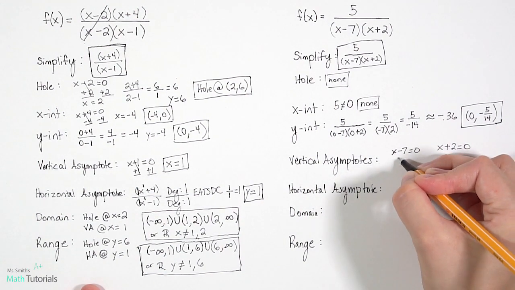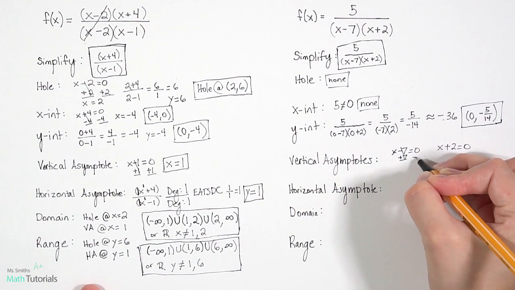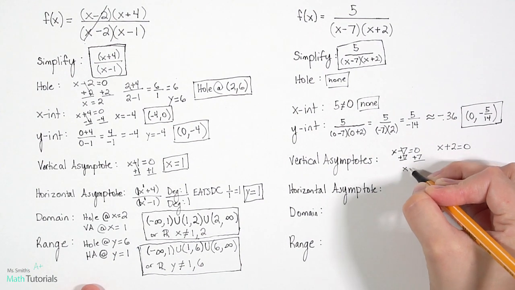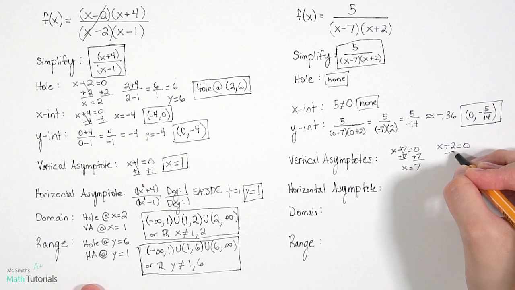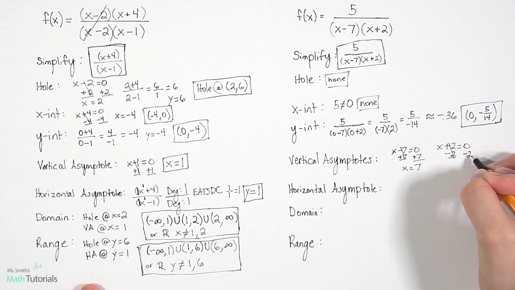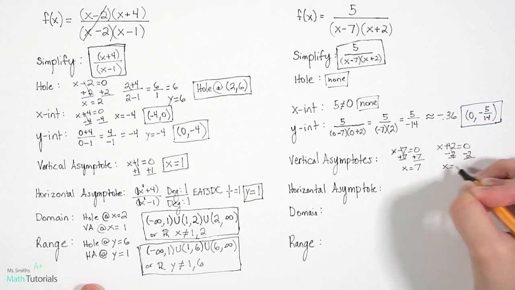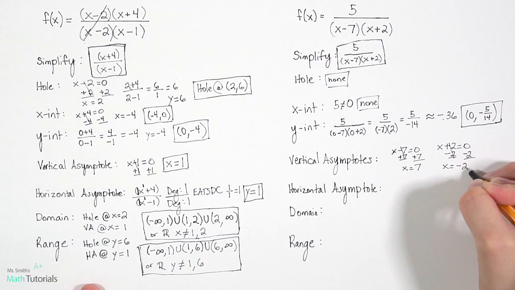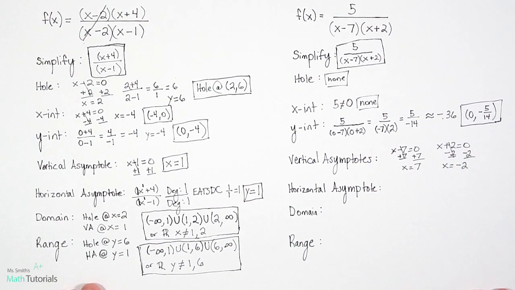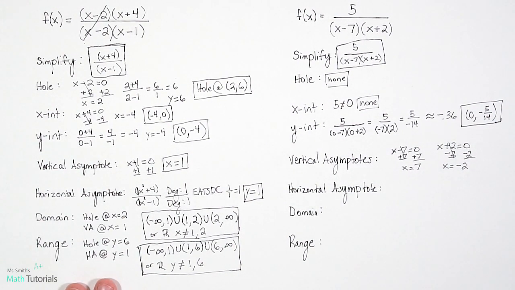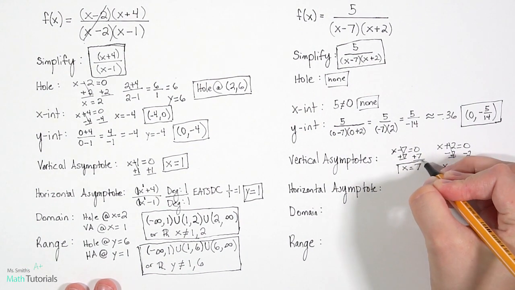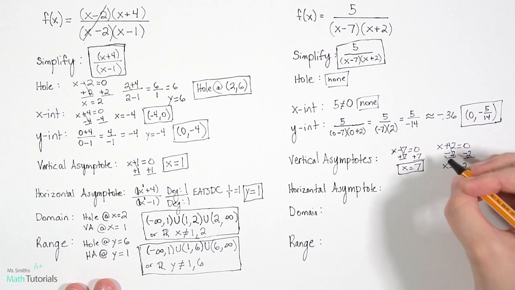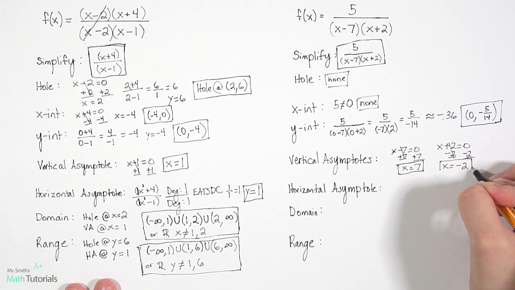So for the first one, I would just add 7, and I get x equals 7. For the second one, I would want to subtract 2. Just use my inverse operations. And 0 minus 2 is negative 2. So this tells me I have 2 vertical asymptotes. I've got one at x equals 7, and I've got another one at x equals negative 2.